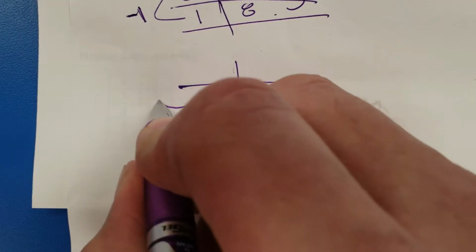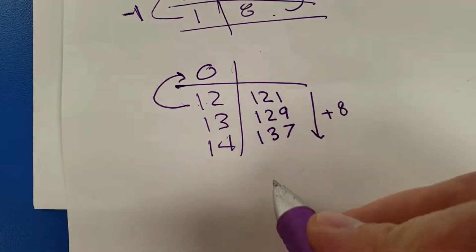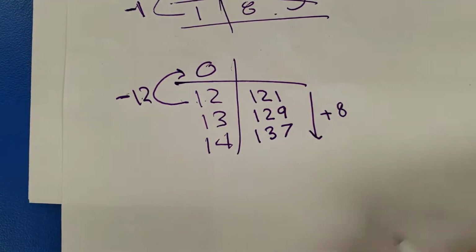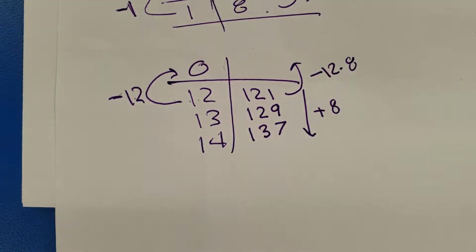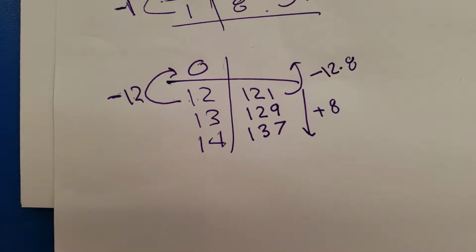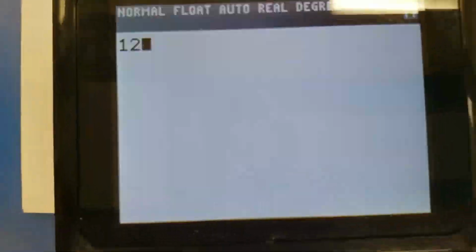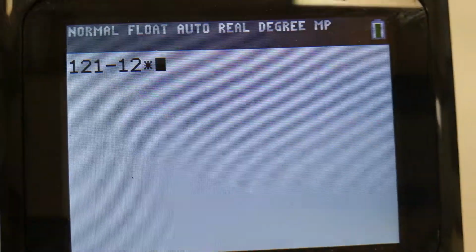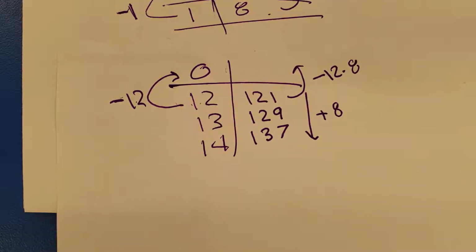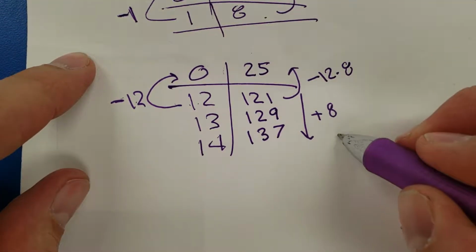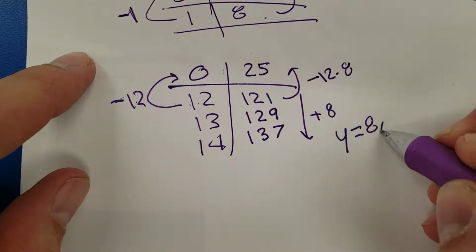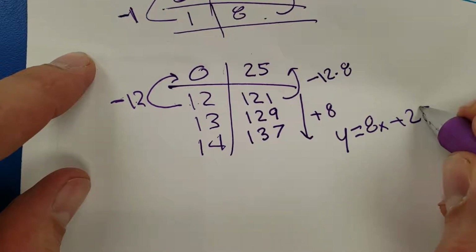Now if I were to backtrack all the way to 0, I would lose 12. So what does that mean? I got to lose 12 slopes. That's a nice little hack right there, friends. So let's go ahead and do that really quick. If I'm at 121 and I got to lose 12 slopes, I should be all the way back to 25. There we go. So I want to double check, make sure I did that right. Okay, 25, boom. So my equation would be y equals 8x, my slope, plus 25.